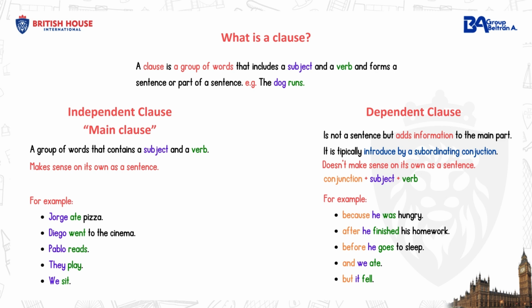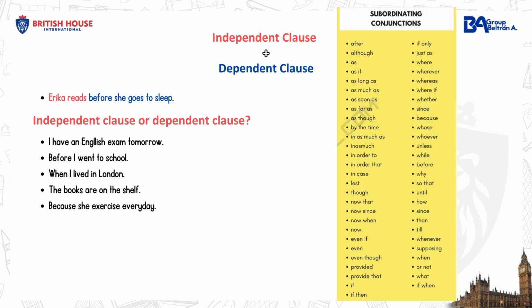All right, so as you can see, easy. An independent clause can stand by itself, it doesn't need anything more. You can understand this. But a dependent clause, as its name says, depends on another clause, which could be the main clause or another dependent clause. So I think this part is clear. Let's continue.